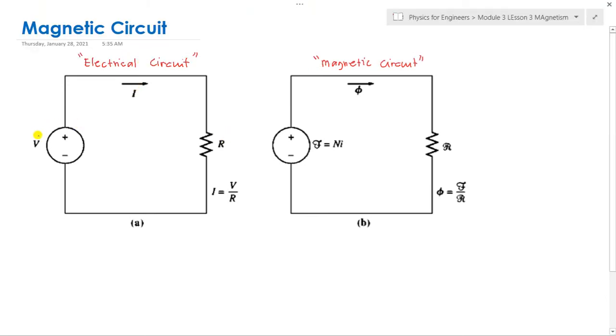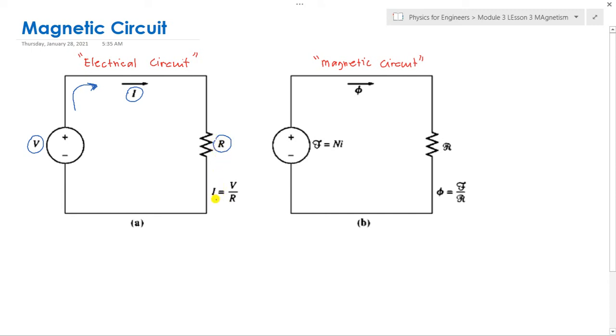Here we have 3 parameters for the electrical circuit. We have the voltage, which is the driving force for our electrical charge, and we have I, the amount of charge that flows. If it were water, this is the fluid flow or the volumetric flow rate. And then the resistance: not all wires or conductors allow 100% flow without friction, so we have resistance, represented as R, the resistor.